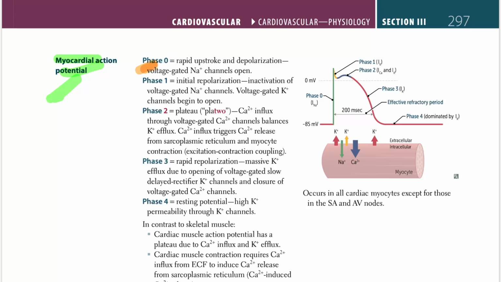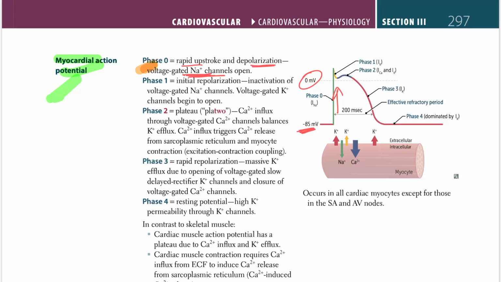So, phase 0, it is a rapid upstroke and depolarization, right? So let's just draw it here. It's a rapid upstroke and the cell is depolarizing from negative 85 going towards positivity above 0. So it's going to be depolarizing, right? And it is done by voltage gated sodium channels, high yield. It is done by sodium channels.